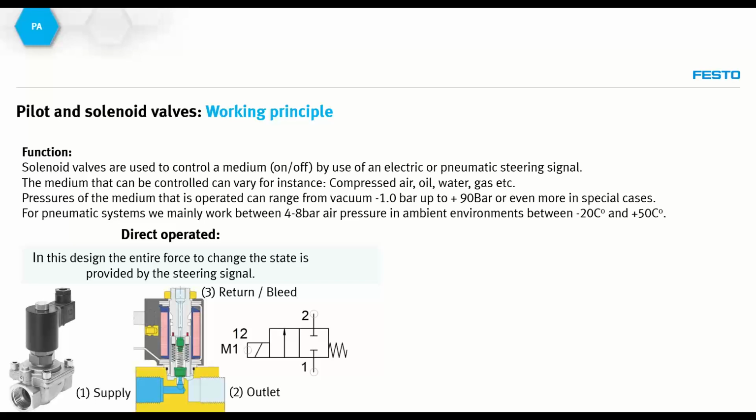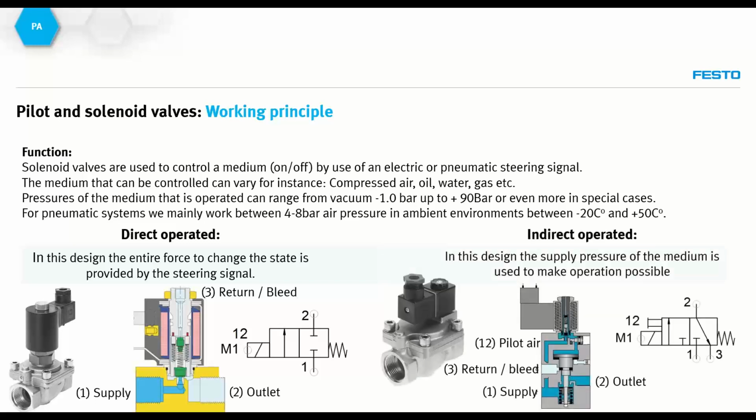This is a very basic display of the solenoid valve, and it is used in many applications. It's mainly for what we call 2x2, so 1 supply, 1 outlet, but it is also used in more comprehensive designs. The second design we're using is an indirect operated solenoid valve.